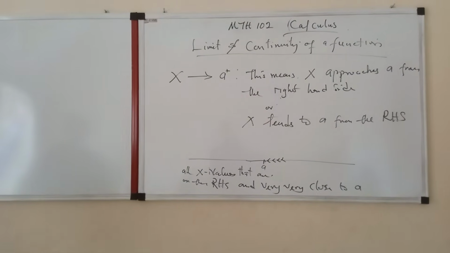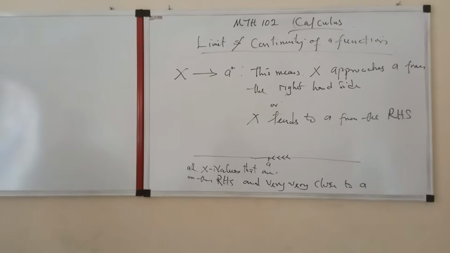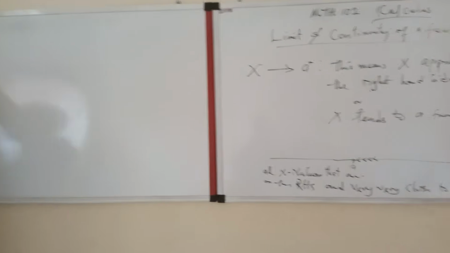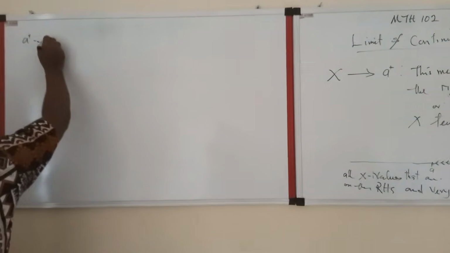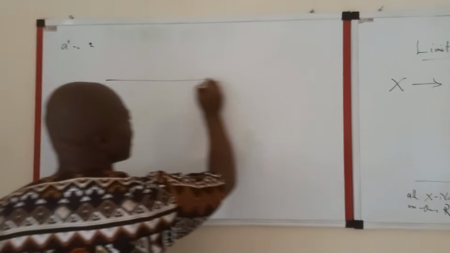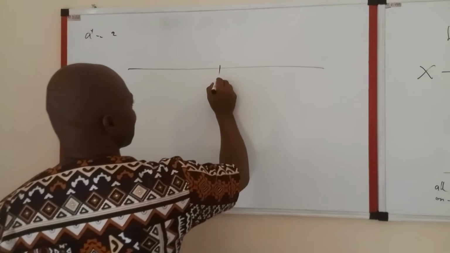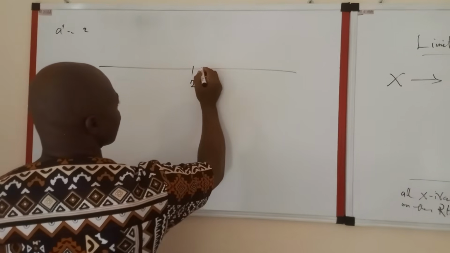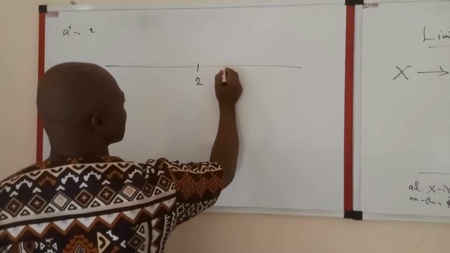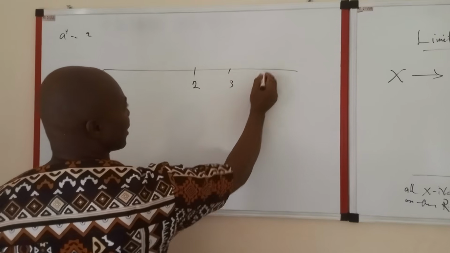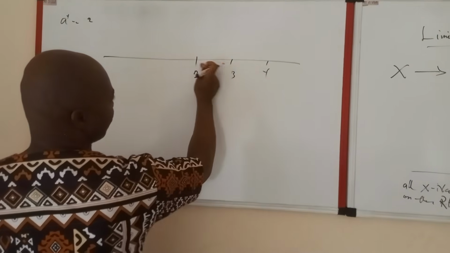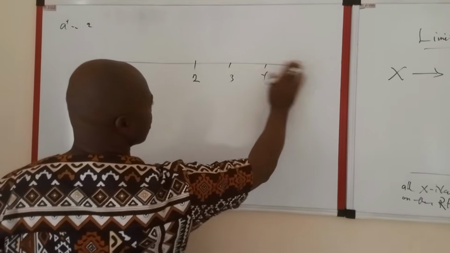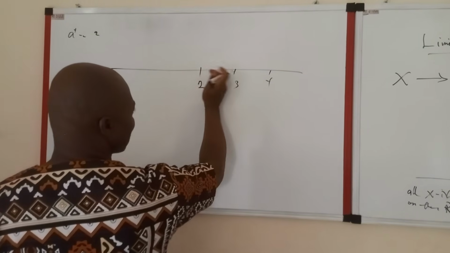So in like manner, if A is equal to 2, then using the graph, we are saying that this point is 2. So from the right-hand side, this will be 3, and maybe here will be 4. So very close to it, not all this one. This one will be far away. So we are saying very close to it.